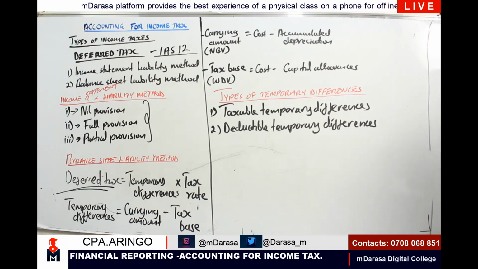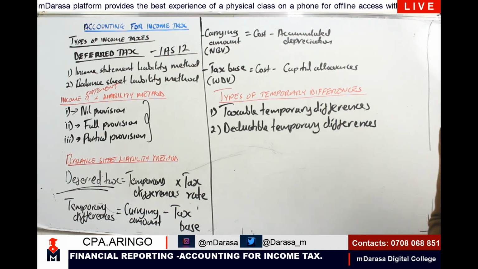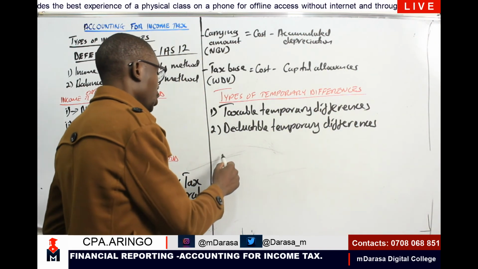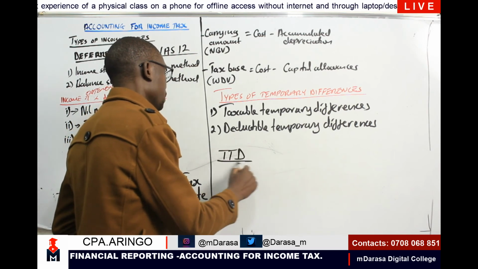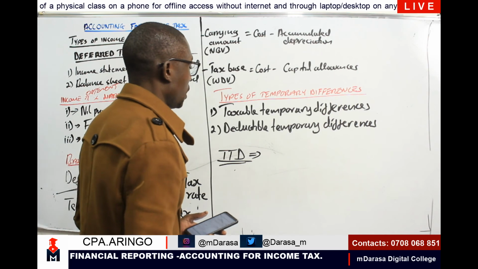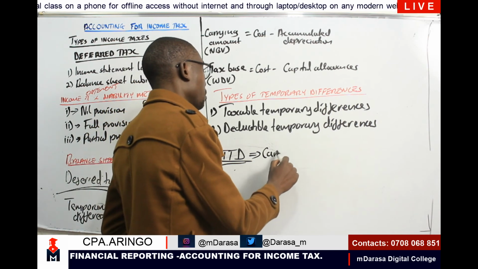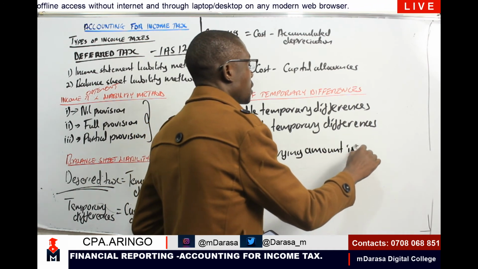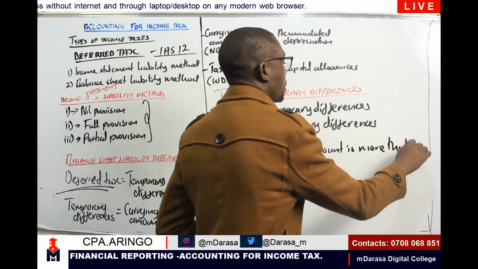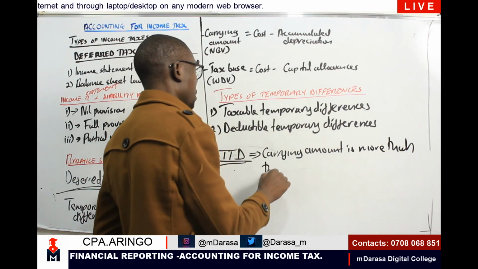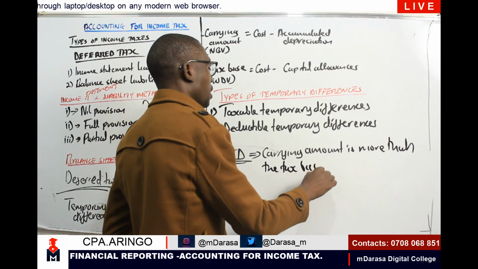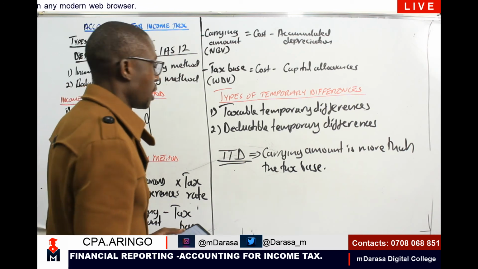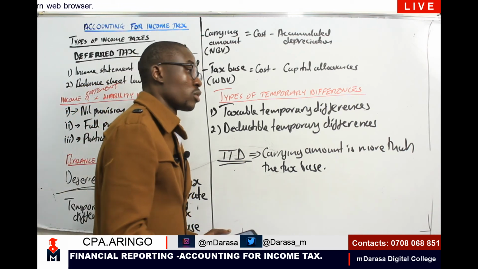Anytime you talk of the taxable temporary difference, TTD, you'll find that it arises when the carrying amount is more than the tax base. It arises when the carrying amount is more than the tax base. That is when we'll be having a taxable temporary difference.